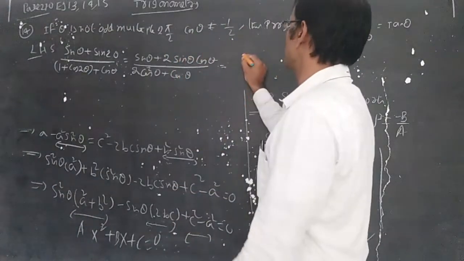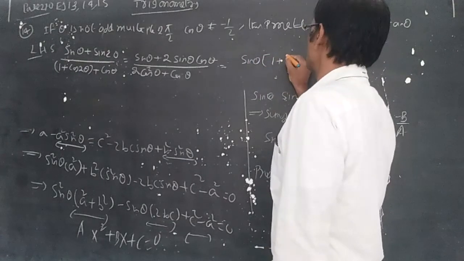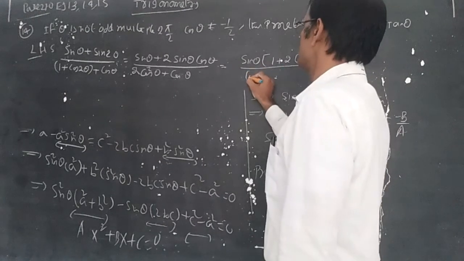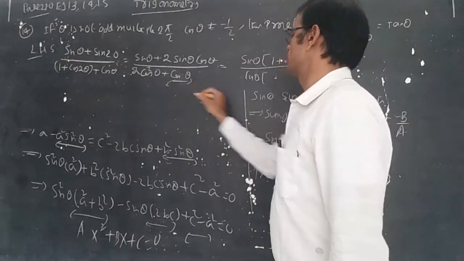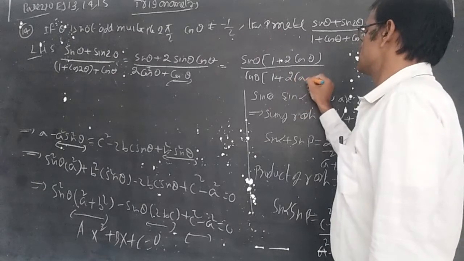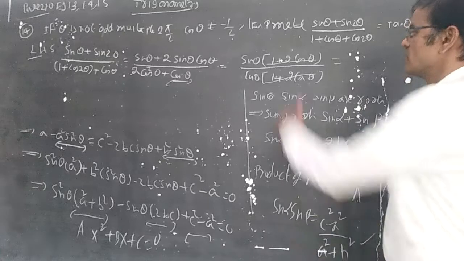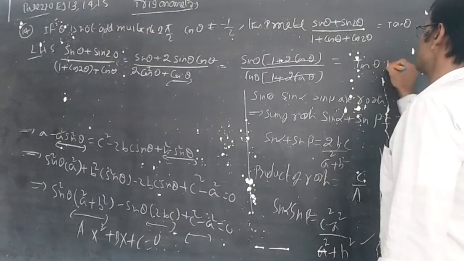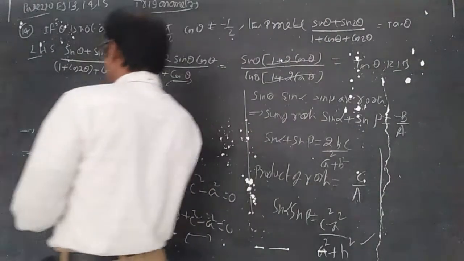Now in the numerator you can take common the term sin theta, so it becomes 1 plus 2 cos theta. In the denominator you take common cos theta, so it becomes 1 plus 2 cos theta. So 1 plus 2 cos theta and 1 plus 2 cos theta get cancelled. Everyone knows that sin theta by cos theta is a fundamental formula, that is tan theta. So this is the RHS. We took the LHS, and we have proved the RHS.